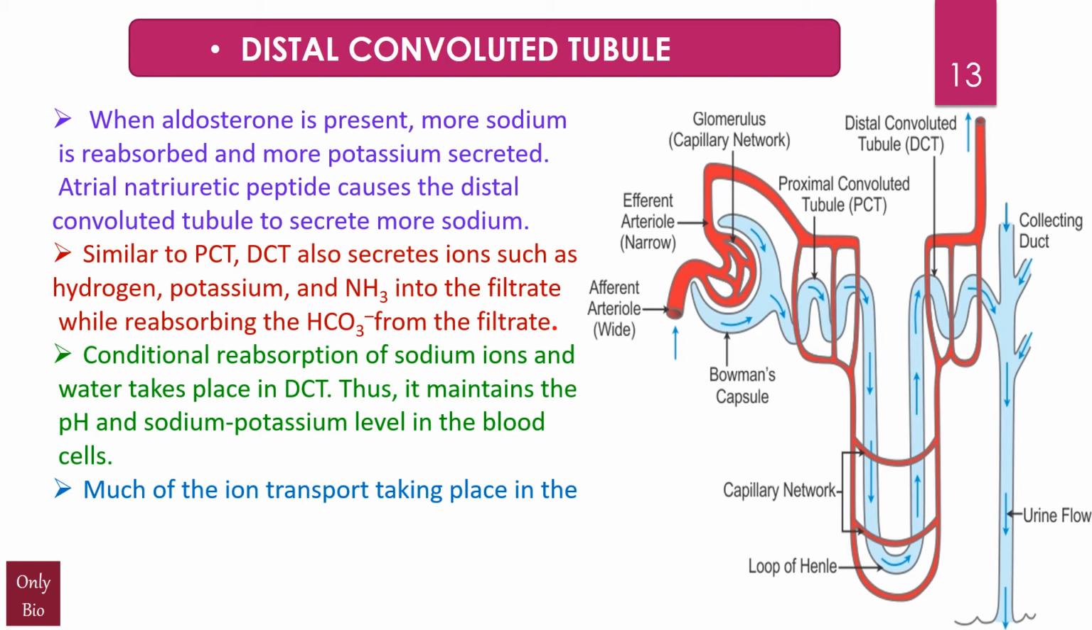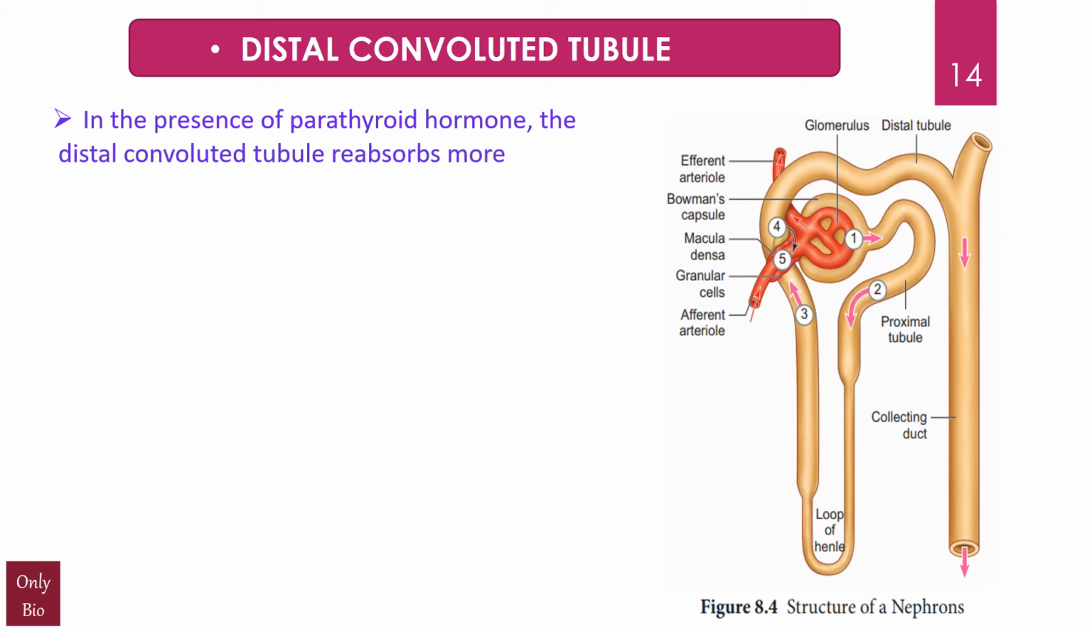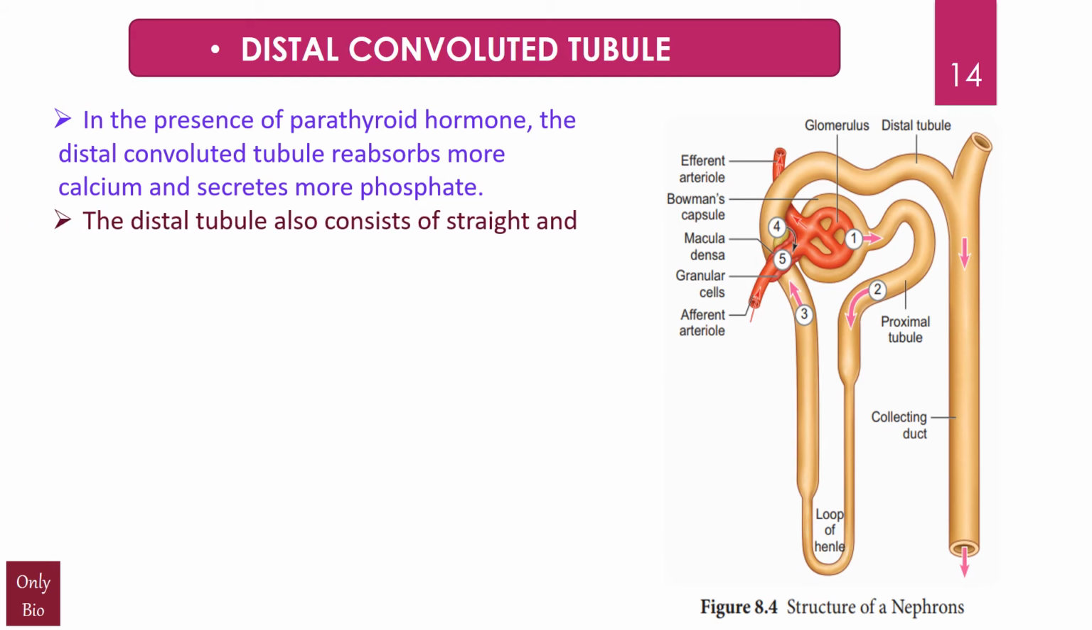Much of the ion transport that takes place in the DCT is regulated by the endocrine system. In the presence of parathyroid hormone, the DCT reabsorbs more calcium and secretes more phosphate. Very, very important points. The DCT also consists of straight and convoluted segments.